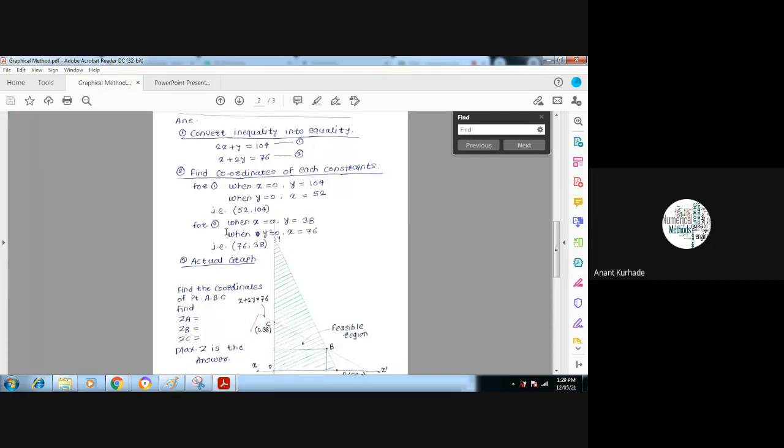Now for the second constraint, put x equal to 0, then y is 76 upon 2, which is 38. And when we put y equal to 0, x is 76. So we have the coordinates (76, 38). Up to this, any doubt?